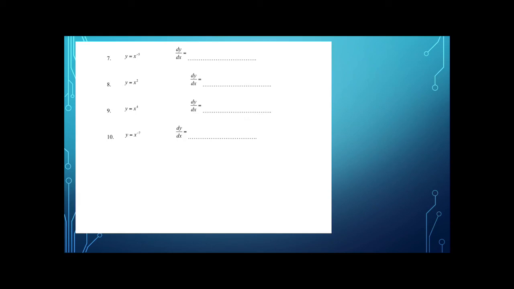So again, y is equal to x to the negative 5. Put the negative 5 in front, and take away 1, which is negative 6. Y is equal to x squared. This is an interesting one actually, put the 2 in front, and take away 1 from 2, which is 2x to the 1, but we don't need to show the 1 there, so that's just 2x.